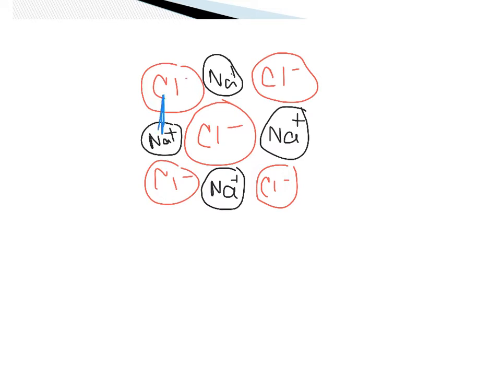So this sodium is attracted to that chlorine. This sodium is also attracted to that chlorine. This chlorine's attracted to that sodium. It's also attracted to that sodium. These two are attracted to each other, and so on, all the way around.